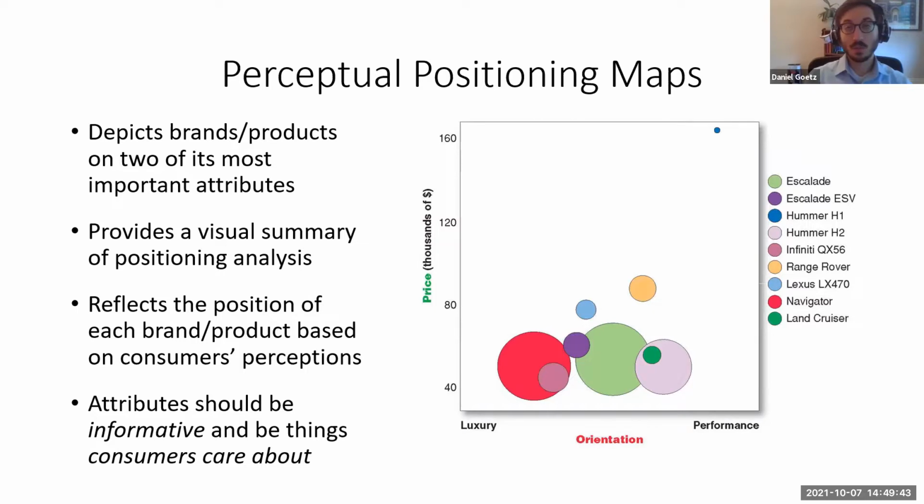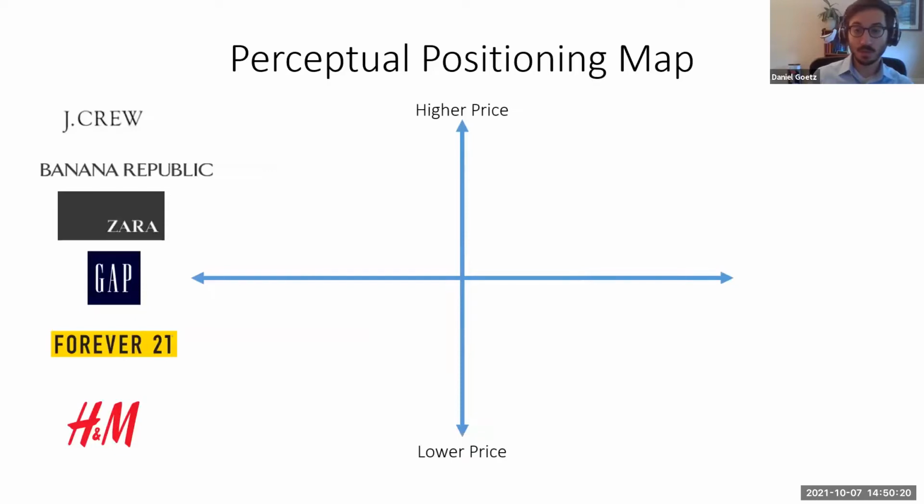Right? So the point of doing a perceptual positioning map is to see where your competitors are in relation to your product on some dimensions that people care about, so that you can maybe change your product or figure out how to market your product better given where it sits relative to your competitors, right? So the perceptual positioning map is a tool, just like everything else we've learned, which is supposed to help you make better marketing decisions. So let's look at some examples.